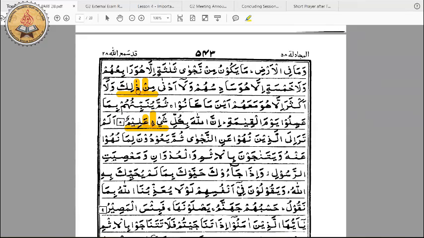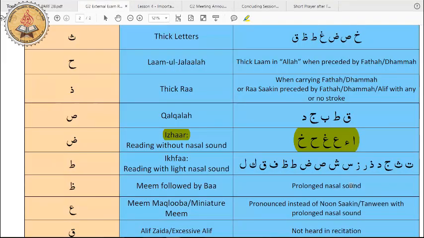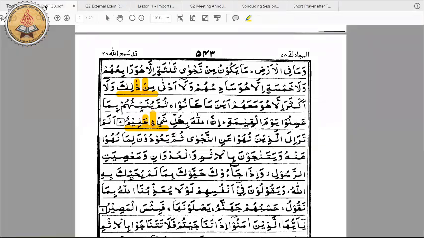What do you think? Is it one of the izhar letters that we have here? Is dal an izhar letter? No. So it's down here. It's an ikhfa letter. So that means that we have to make a nasal sound. So you did that correct.